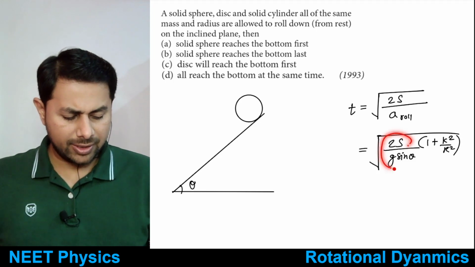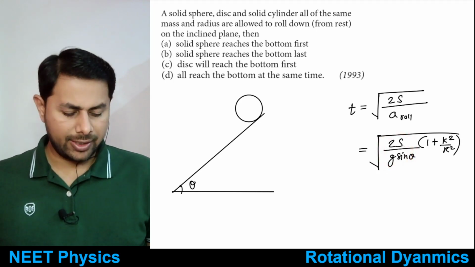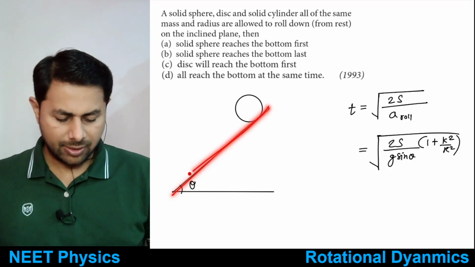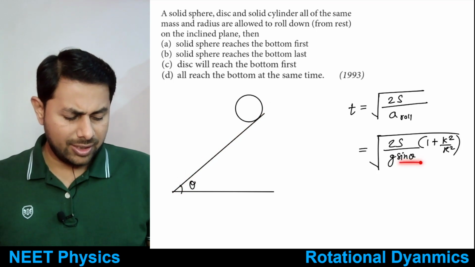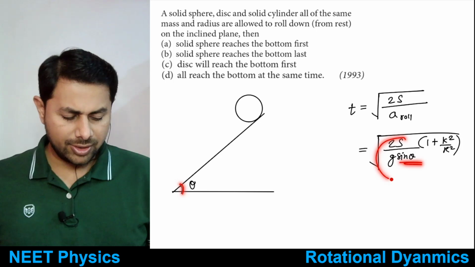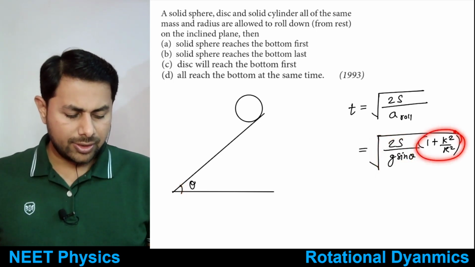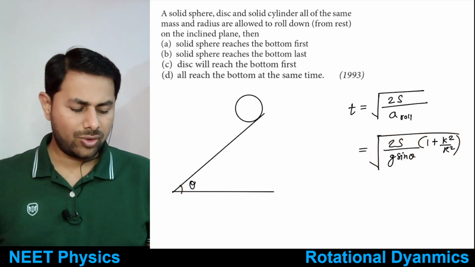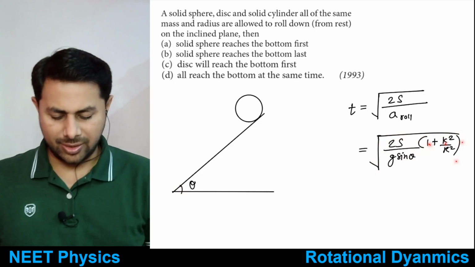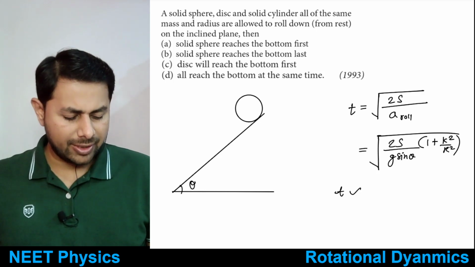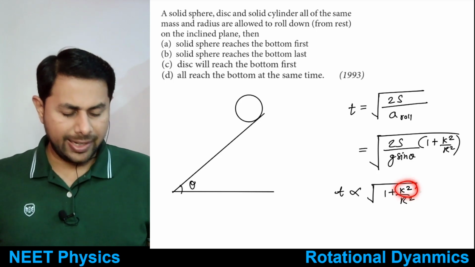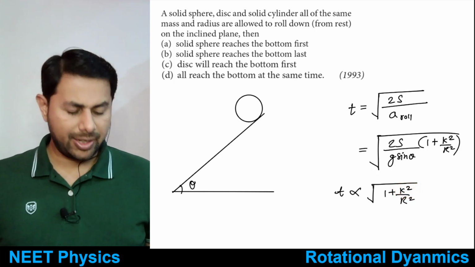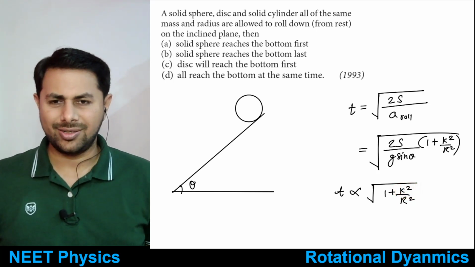Now this factor is the same for every body, right? s is the same, distance covered in rolling motion would be equal, and theta is equal, so sine theta is equal. So the time taken just depends on root of 1 plus k square by r square. So I can just say time taken is proportional to square root of 1 plus k square by r square. So if k is more, time taken would be more. If k is less, time taken would be less, right?